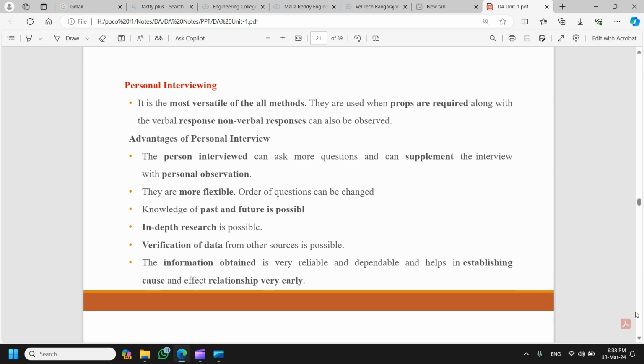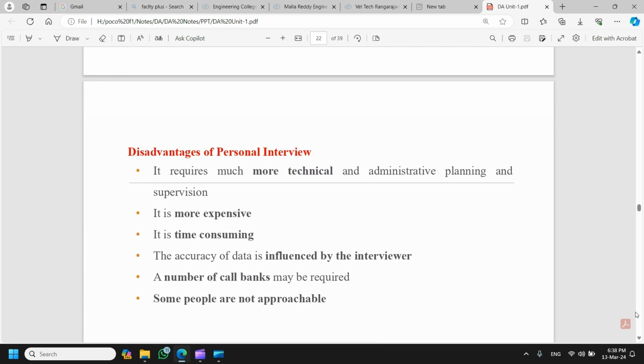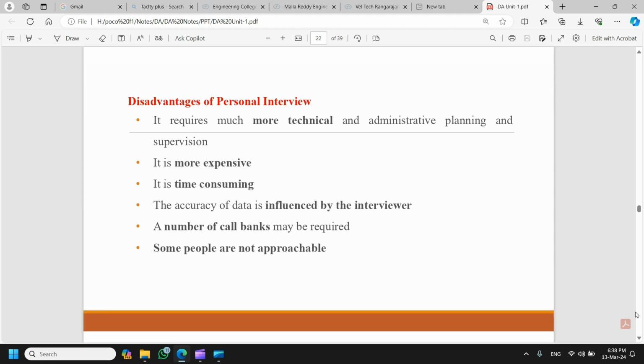The information obtained is very reliable and dependable, and exhibiting the cause and relationship is very easy. The disadvantages: it needs more planning for supervision, it is more expensive, a time-consuming process, influenced by the interviewer, and a number of callbacks may be required. Some people are not approachable.